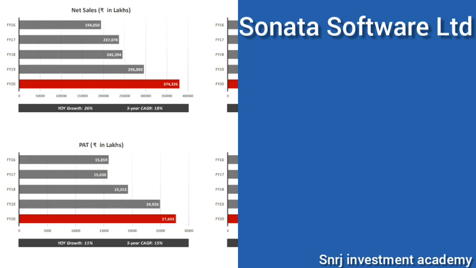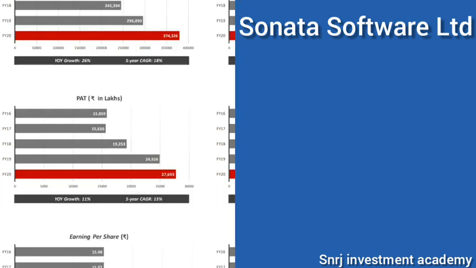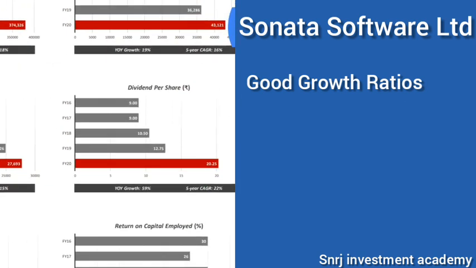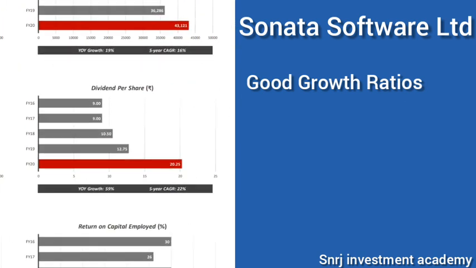If you see the chart for the financial year 2016 to 2020, there was a good growth in the overall net sales of this company. The 5-year CAGR is 18%. For the profit after tax from financial year 2016 to financial year 2020, the growth was a CAGR of 15%, and there is a consistent increase in the dividend per share also.